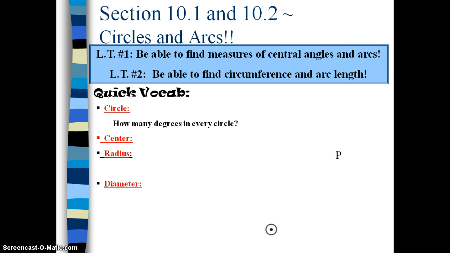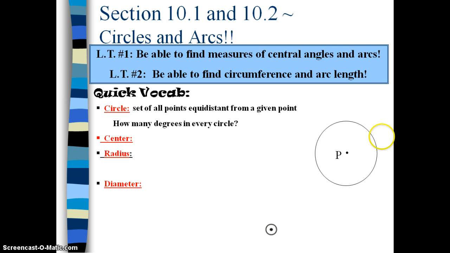What is a circle? A circle is a set of all points equidistant from a given point. So if I gave you point P right here, and we were to draw a set of points equidistant from P, it would form a circle. So all these points are going to be the same distance away from point P. How many degrees are in every circle? Every circle is going to have 360 degrees.